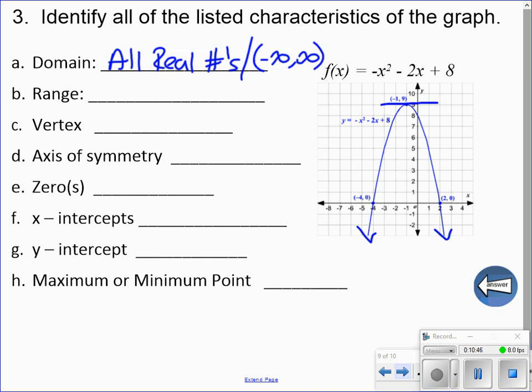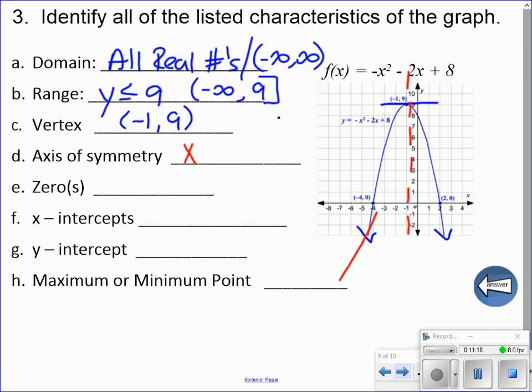is our vertex, right? And it goes down. So we want all the values that are less than or equal to 9. Now, when we're writing in interval notation, remember that we're going from bottom to top. So it's all of the values from negative infinity all the way up to 9. We're including 9. Our vertex, they tell us, is at negative 1, 9. Our axis of symmetry goes through our vertex. And that's at x equals negative 1. Remember, axis of symmetry is an equation, and x equals is an equation.